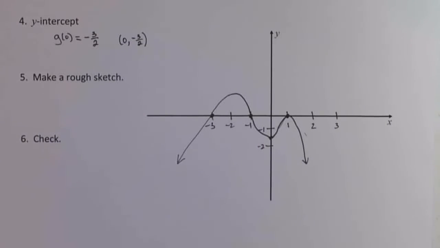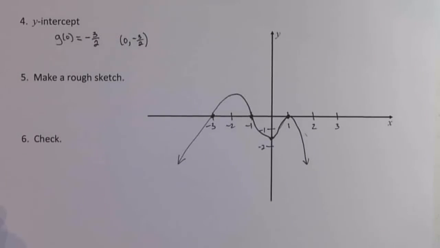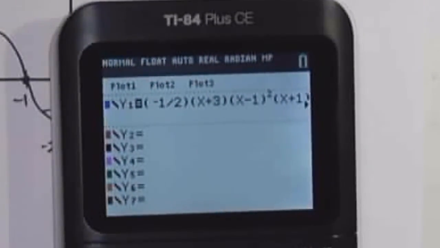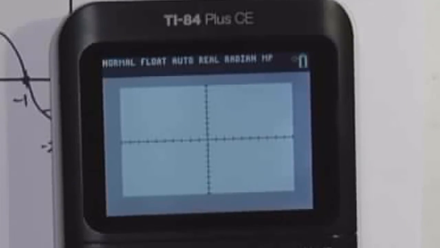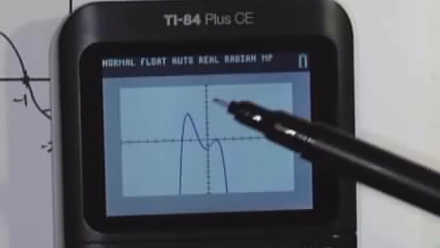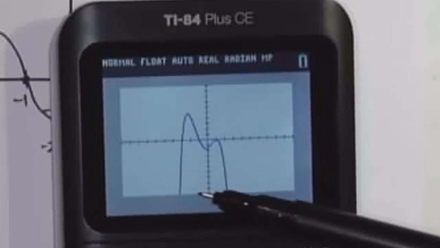Now we can check that by graphing it on a graphing calculator. So if I bring in my graphing calculator, I've already typed the equation into the calculator. I'm going to try zoom 6 to see if that gives me a decent picture, and it does. So I can see this verifies what we had analyzed from the function.